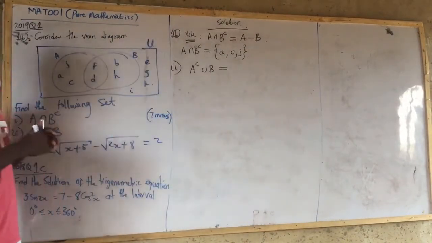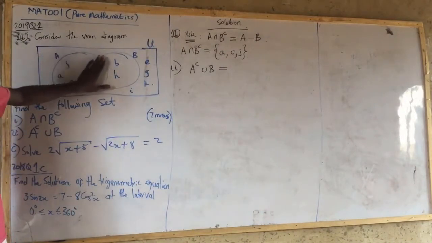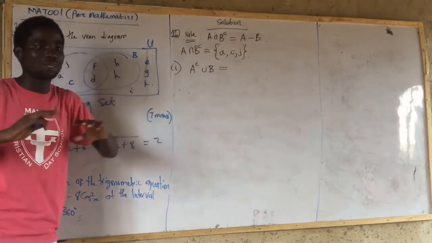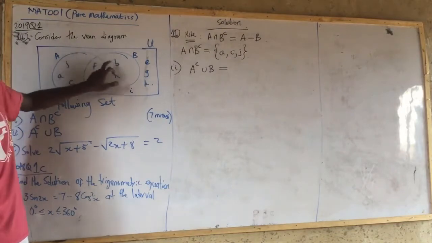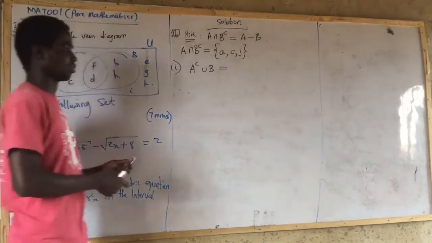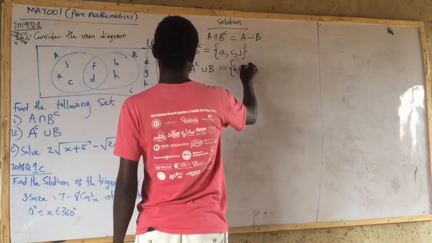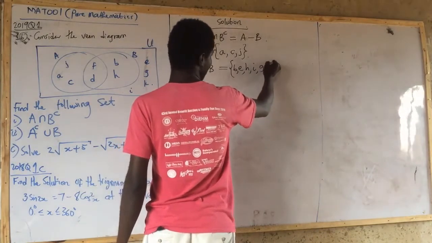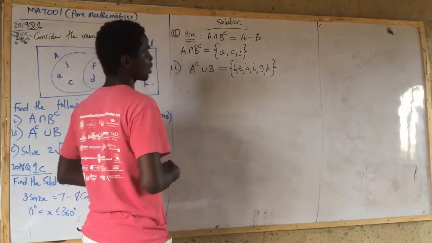A complement union B means that A complement is what is not in A at all. A complement means remove A completely. So if you remove A, you remove all these ones, and you'll be left with all these. So union, you'll be left with all these ones. This one will be equal to B, C, H, I, G, K. That's what we are going to be having.